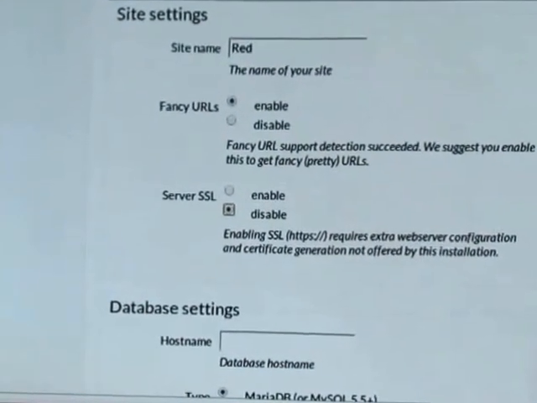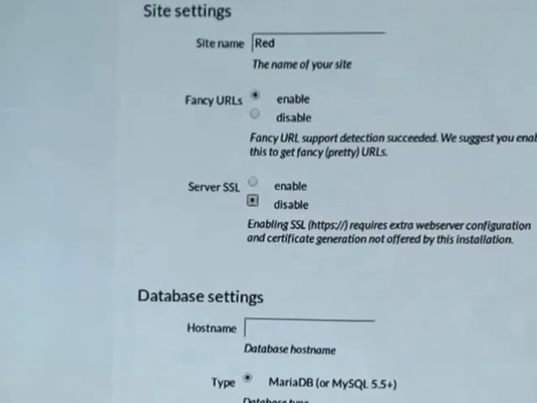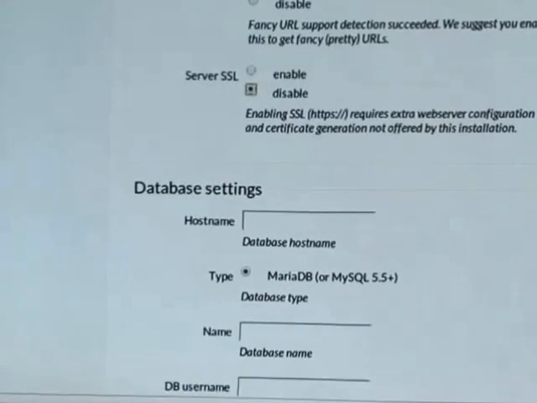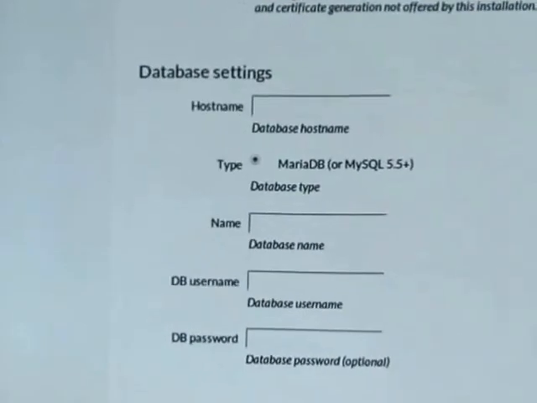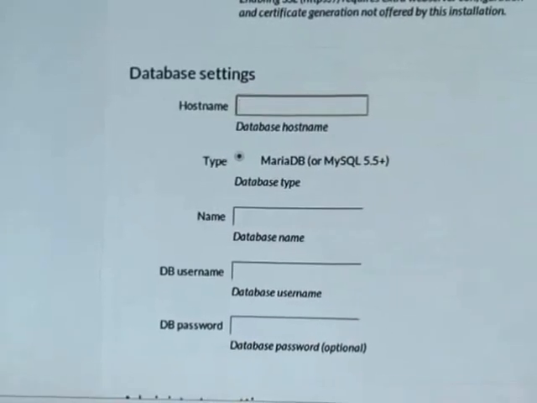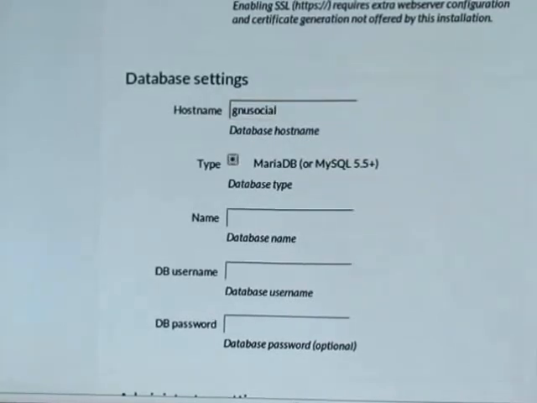In spite of what Jeff tells us about it being easy to get an SSL certificate nowadays, I'm not going to do that. I'm going to leave SSL disabled for the moment, just to make the whole demonstration easier and less things for me to fall into. So, based on our previous settings that we created before, the database is called GNU Social, which is a MariaDB, because that's all that's installed, and the host name is localhost.